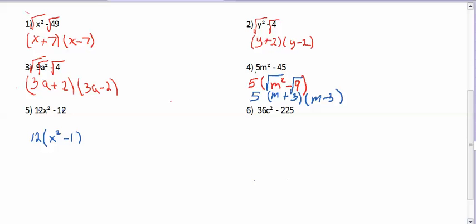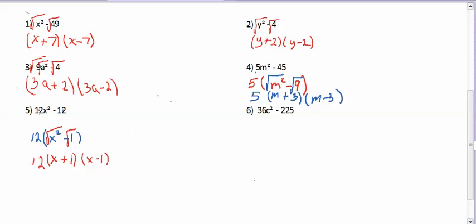Because 12 times x squared is 12x squared. 12 times negative 1 is negative 12. Now, do I have a difference of squares that I can factor? And I do. I can take the square root of x squared and get x, take the square root of 1 and get 1, and this is plus, and then x minus 1, and it's going to be 12.